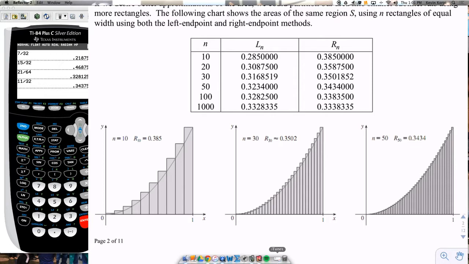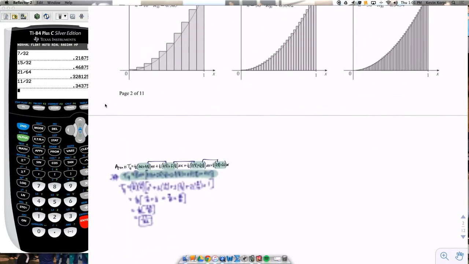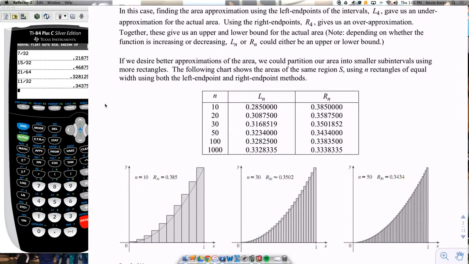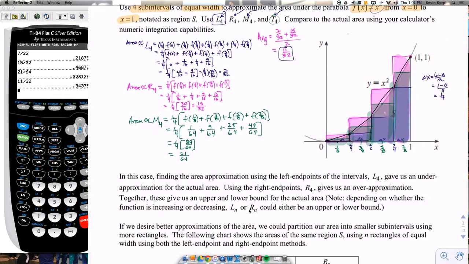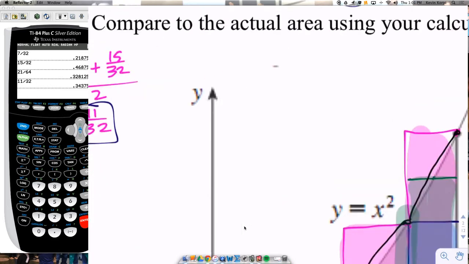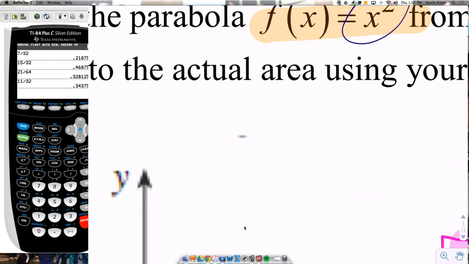Okay, so there you go. That's pretty interesting. Now I'm going to show you what we just discovered, and give you a preview of coming attractions. What we just found was the actual area to be 1/3. The calculator helped us. We're going to go ahead and write that like this.